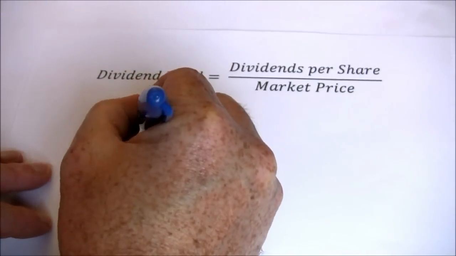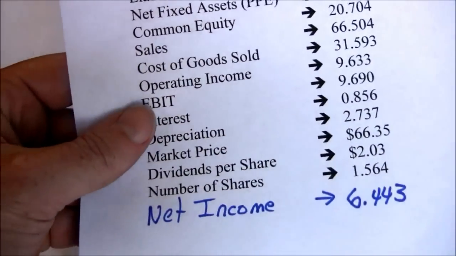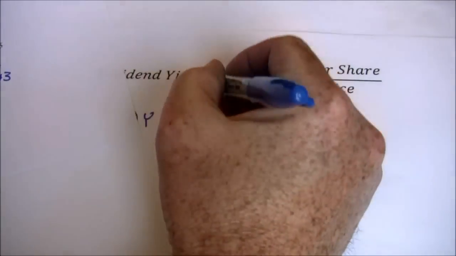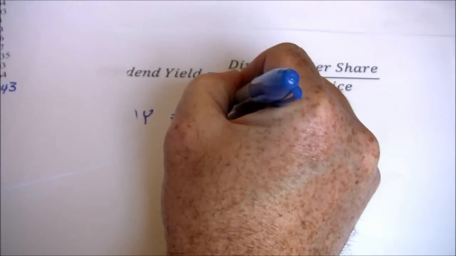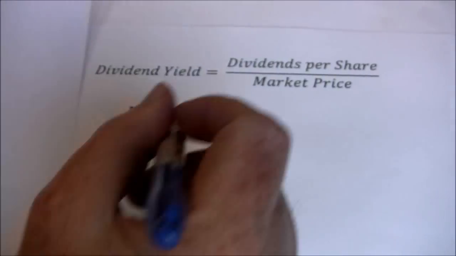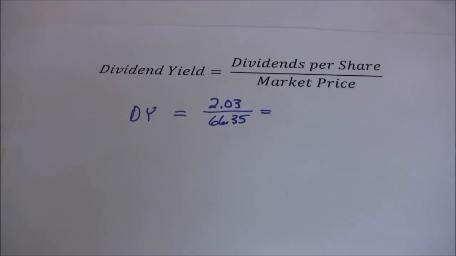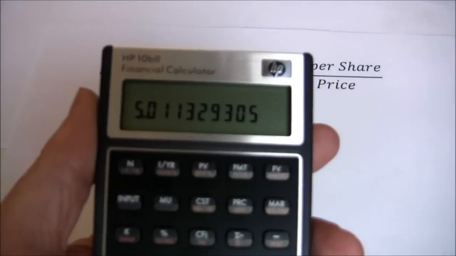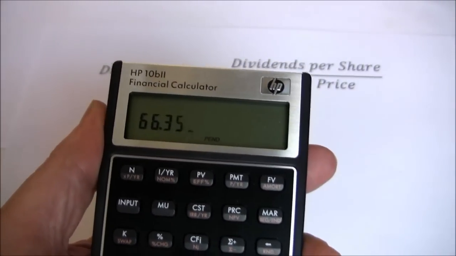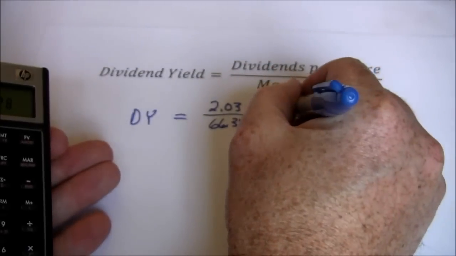So when we calculate the dividend yield, we need to find the stock's dividends. And here we had $2.03 in dividends per share from Pepsi. And our market price, $66.35. Go ahead and calculate our dividend yield. $2.03 dividend divided by $66.35 stock price gives us a dividend yield of 3.06%.